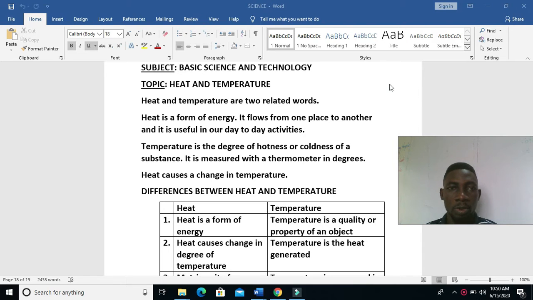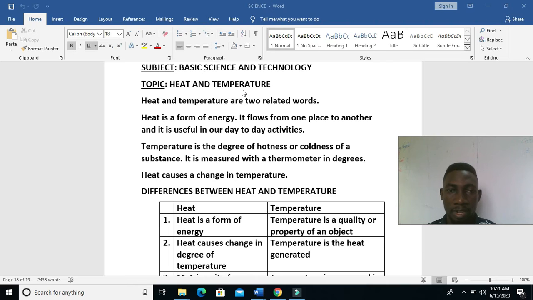So today we're going to be considering another topic, as you can see on your screen, heat and temperature. We'll look at the definition of the two terms, and we'll also consider the differences between these two terms. So today we'll take temperature, then subsequent time we'll look at thermometers and its types, okay? So heat and temperature are two related words. People use them interchangeably. They are two words that are kind of related. They have one thing or the other to do with each other.